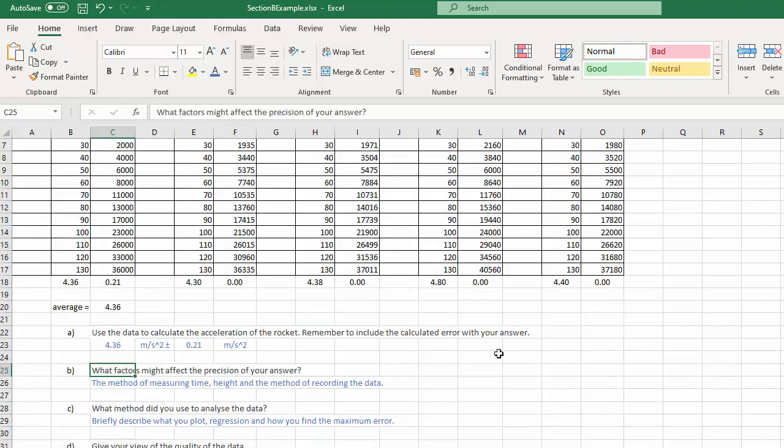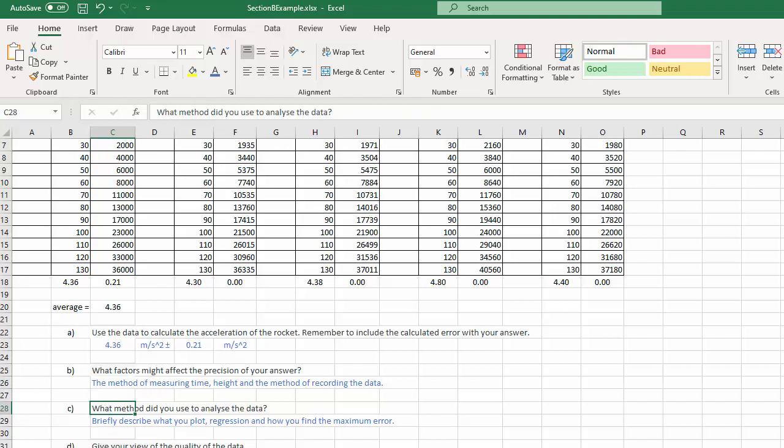So what factors might affect the precision of your answer? Well, in this question you've not been given a description of how these experiments were done, so you need to say that the factors that are involved in your calculation, which are the measurement of time, the measurement of height, and the method of recording the data, whatever that was. So you just need to mention the things that will affect the accuracy of your answer.